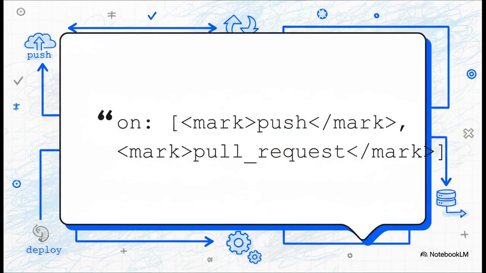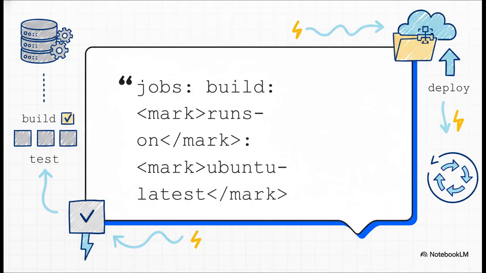Every workflow file has to start with a trigger. This line right here, on: push, pull request, well, that's the signal we were just talking about. It tells our automated crew, hey, get to work whenever someone pushes new code or opens a pull request. Next up, you define the specialist team, which is the job. So here, we've created a job called build, and then we've told it which workshop to use with runs-on: ubuntu-latest. This means our build job is going to run on a brand new Ubuntu virtual machine that GitHub provides.